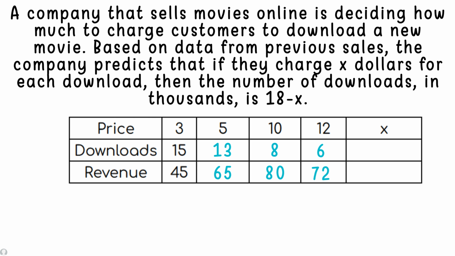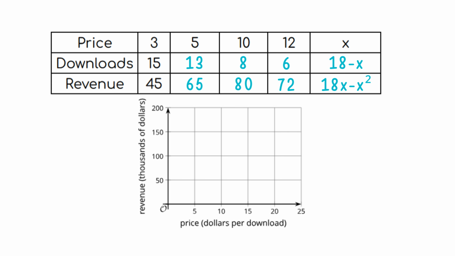So we're going to create an expression for the downloads and revenue to find these values with any given x value. The downloads will be 18 minus x, and then to find the revenue, we're going to multiply the price of x times the downloads of 18 minus x. If we distribute the x to the parentheses, we can simplify this to 18x minus x squared. And now we can see that this is a quadratic function because it has that squared term. Now that we have the table filled out, we'll use these values to plot a graph so we can see the shape that it makes.